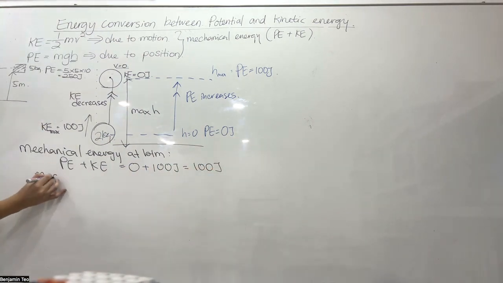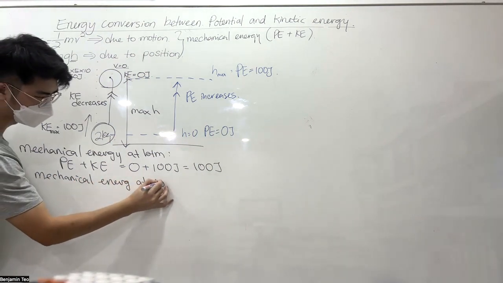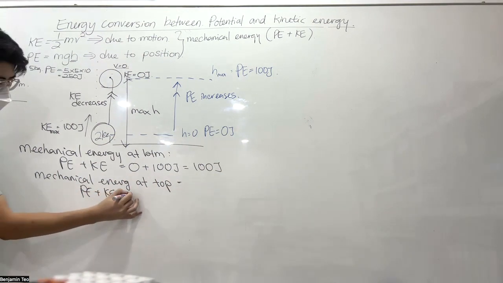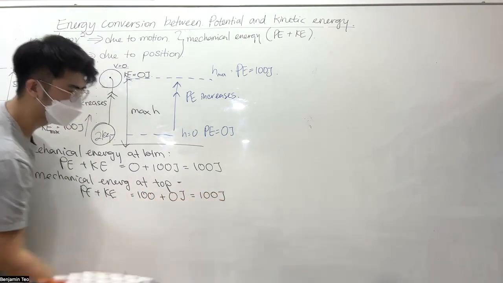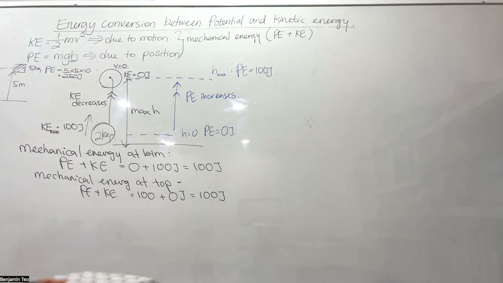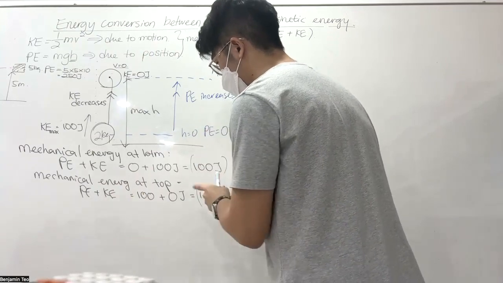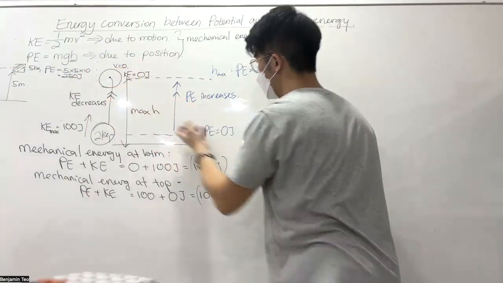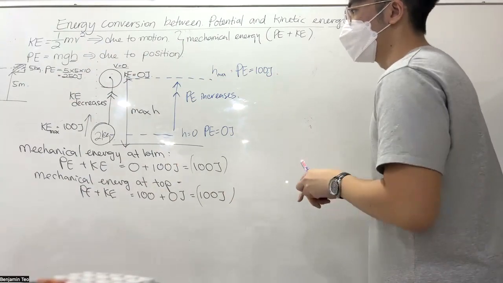Compared with mechanical energy at top, 一样 PE 加 KE. Now my PE is 100, my KE is 0. Total is also 100. Does my mechanical energy change? No change in mechanical energy. Mechanical energy remains the same. What is changing? This one is changing. This one decreases, this one increases, but overall total, there is no change in the mechanical energy.